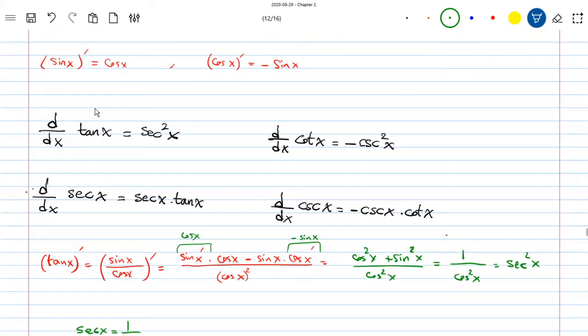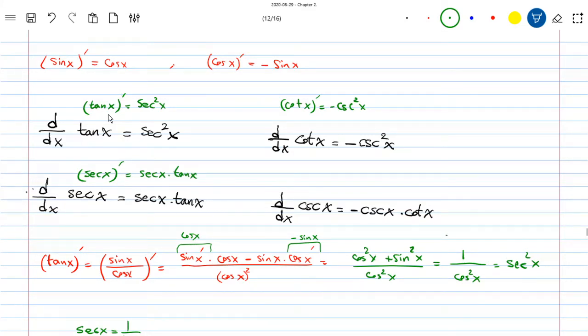So here are the other identities. Tangent derivative, we proved it just now. The derivative is secant squared x. Cotangent derivative is negative cosecant squared x. Again, you can go through the quotient rule and prove all these. Secant derivative, I recommend you go through this. Derivative of secant x is secant x times tangent x.